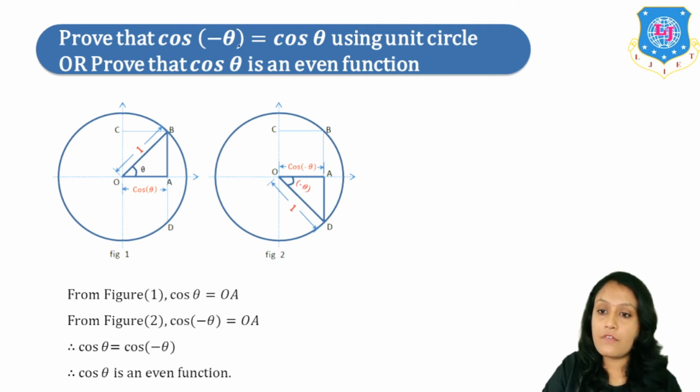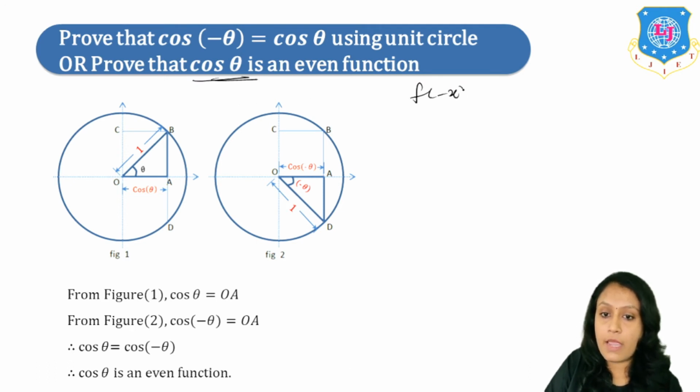Now let's see one example. Prove that cos(-theta) is equal to cos theta using the unit circle, or prove that cos theta is an even function. The question can be asked like this. We need to show that cos theta is an even function. We know that if f(-x) is equal to f(x), then this function is known as an even function.